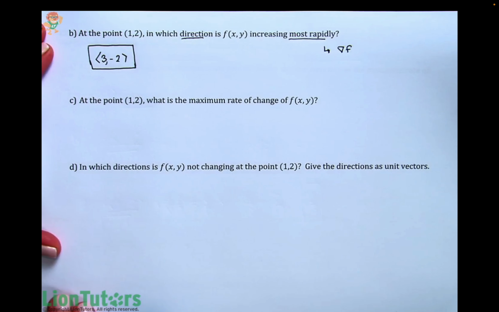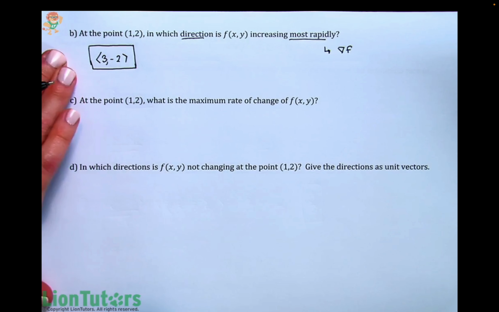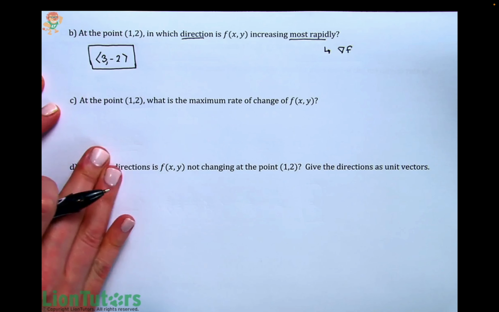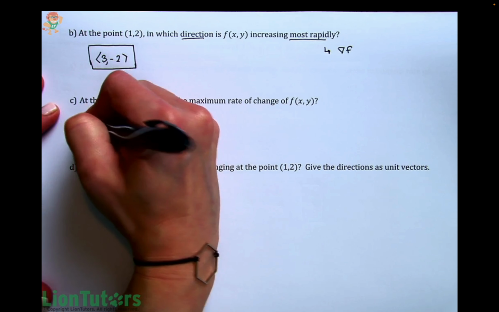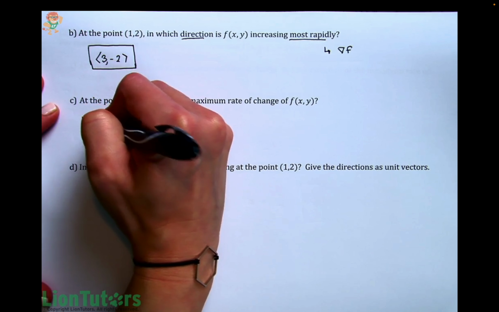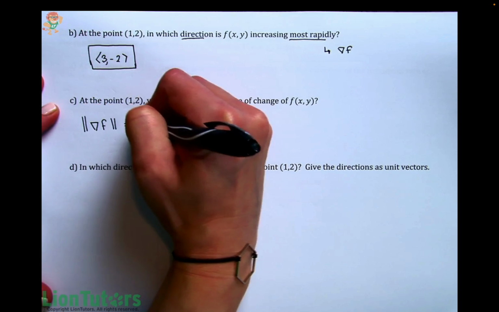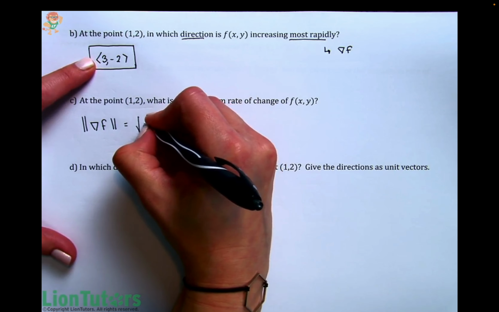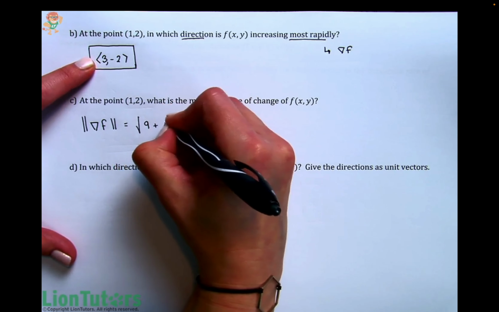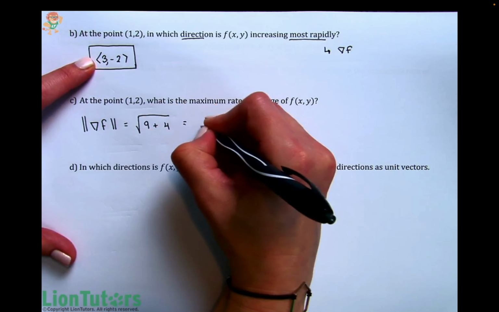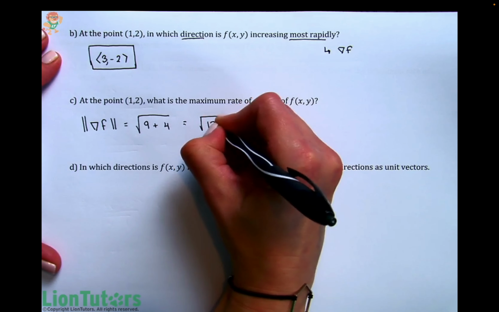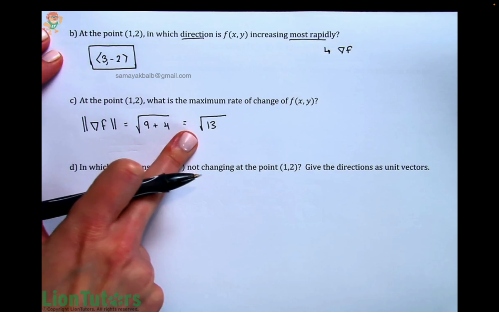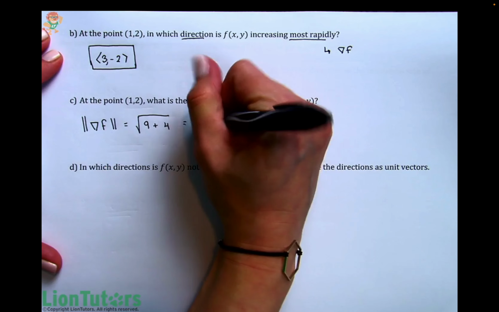The next question says, at this point, what is the maximum rate of change? So this is the direction that we would need to travel in order to obtain the maximum rate of change. If we want to know what the maximum rate of change is, then what we're going to do is take the length of our gradient at that point. So we're going to take the length of this vector here, which is 3 squared, which is 9, negative 2 squared, which is 4. So this is the direction of our maximum rate of change. This is what the maximum rate of change actually is.